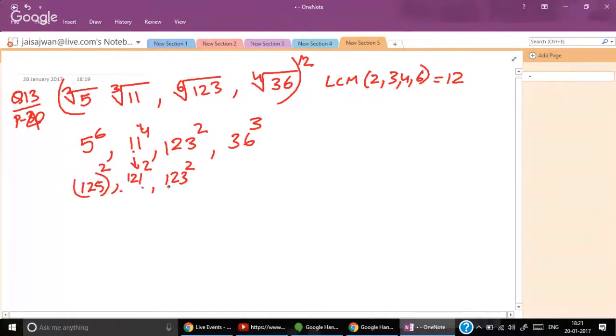Out of these numbers, which one is the largest? Because in the question it is the largest number that is asked. Of course, this is the largest number. But then I need to also compare it with 36 to the power of 3. So can I do one thing?